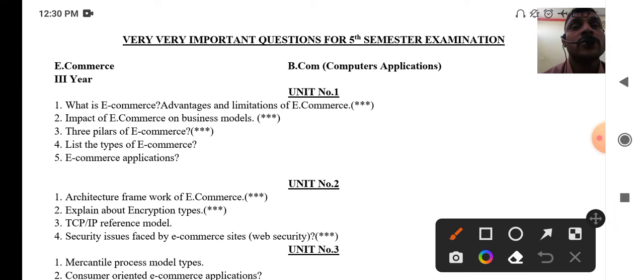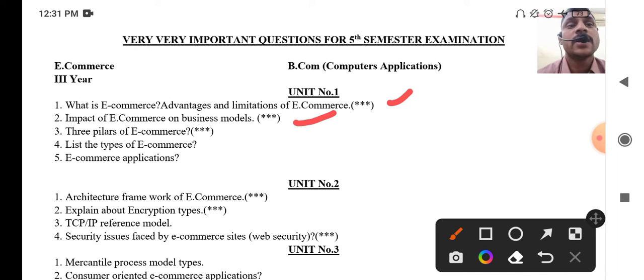When it comes to the first unit, what is e-commerce and advantages and limitations of e-commerce. So here, what is the meaning of e-commerce? Buying and selling of goods and services over the online is known as e-commerce. So you have to write about the definition of e-commerce and advantages and limitations. So what are the benefits? Advantages are nothing but benefits and limitations are nothing but the drawbacks.